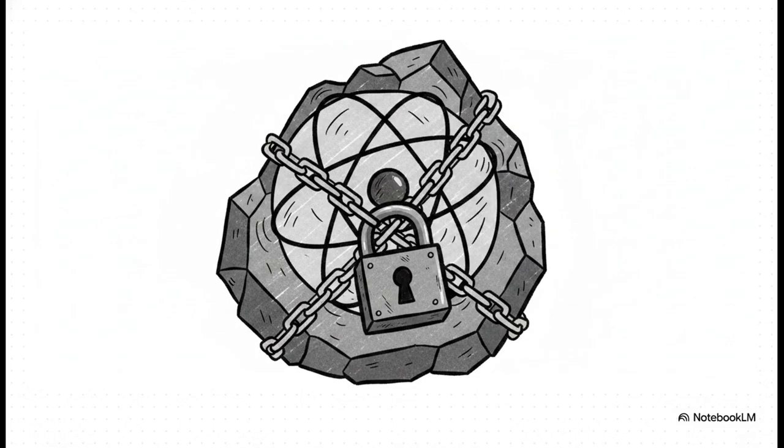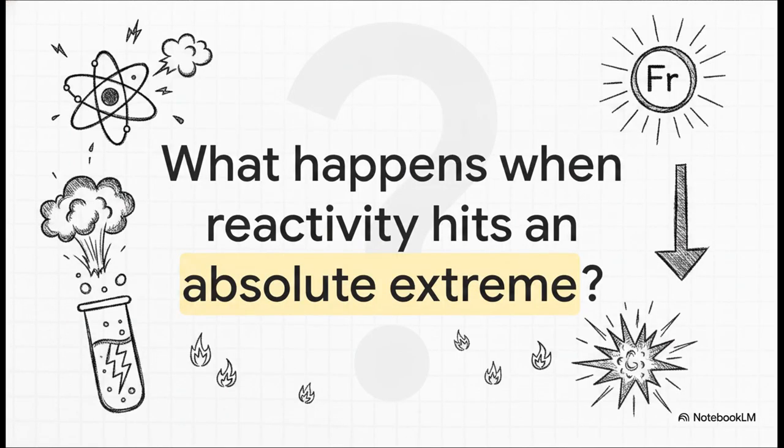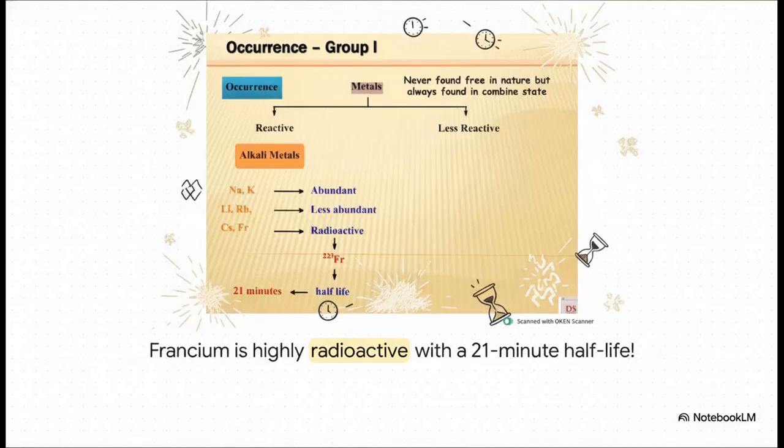Now, you'll never find these highly reactive metals free in nature. They're always locked up in combined states. We actually have to extract them from diverse ores deep in the earth, like rock salt or gypsum. So, what happens at the very bottom of Group 1 when that reactivity hits an absolute extreme? You get francium, which destroys itself in 21 minutes. Does extreme reactivity ultimately guarantee a shorter reign?